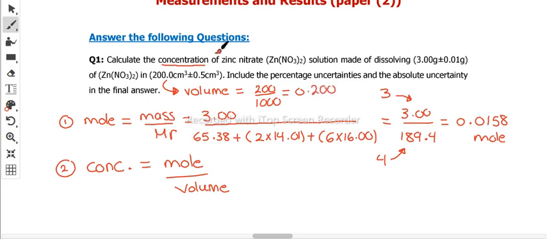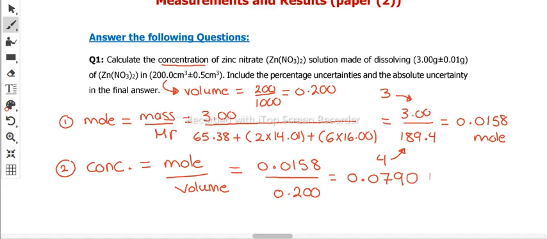I'm going now to apply on the concentration rule. So it is 0.0158 divided over the volume, which is 0.200. Now using the calculator, another time my final answer should be correct into 3 significant figure. Using the calculator, the final answer, it will be 0.079, but I need to add a 0 in order to have 3 significant figures. And my final answer is mole over decimeter cube as concentration.